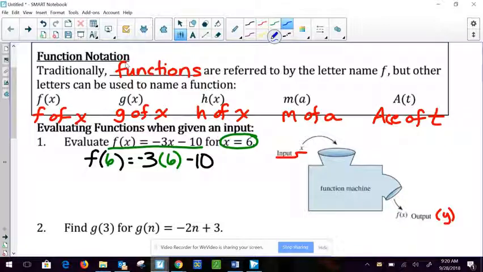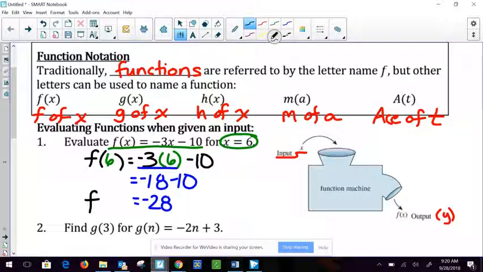So f of 6, that's just notation. It's saying the f function evaluated at 6. On the graph, what number does it match up with at y? So that's equal to negative 3 times 6 is negative 18. Good job. Minus 10. Negative 18 minus 10 is negative 28. So my function f evaluated at the number 6 is equal to negative 28.